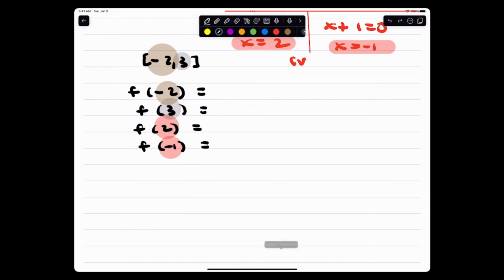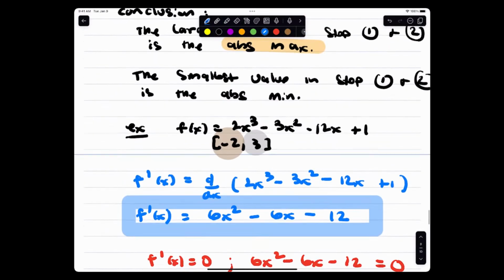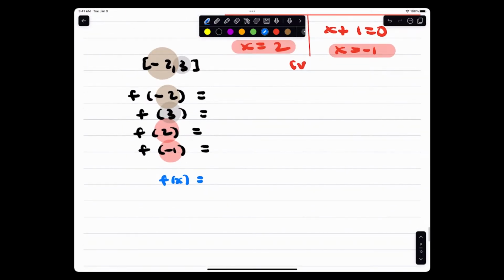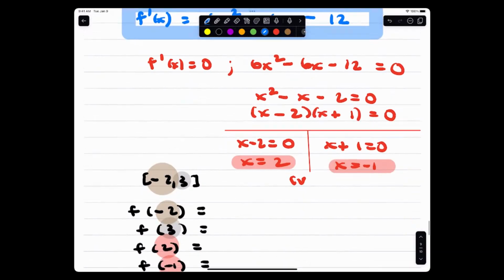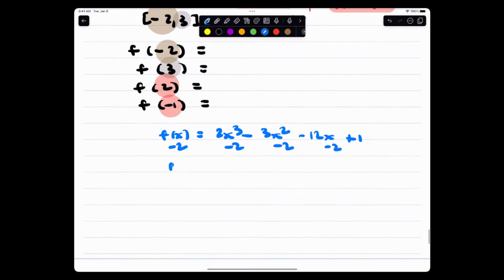So what's the function again now? F of x, what's that original function? Oh, 2x cubed minus 3x squared minus 12x plus 1. So if I plug in the -2 first, okay.